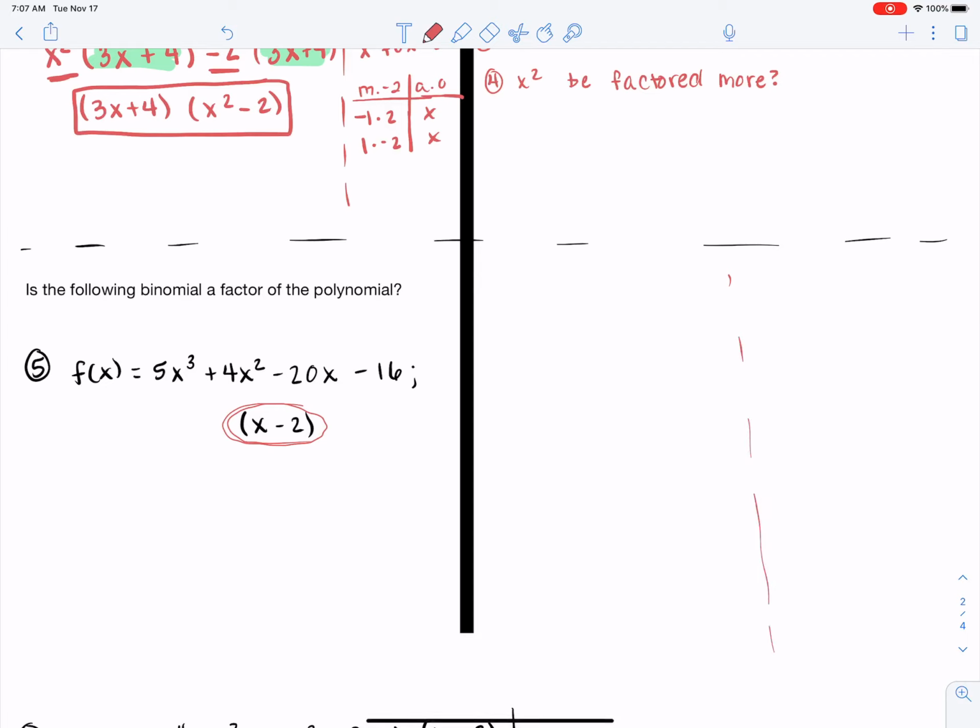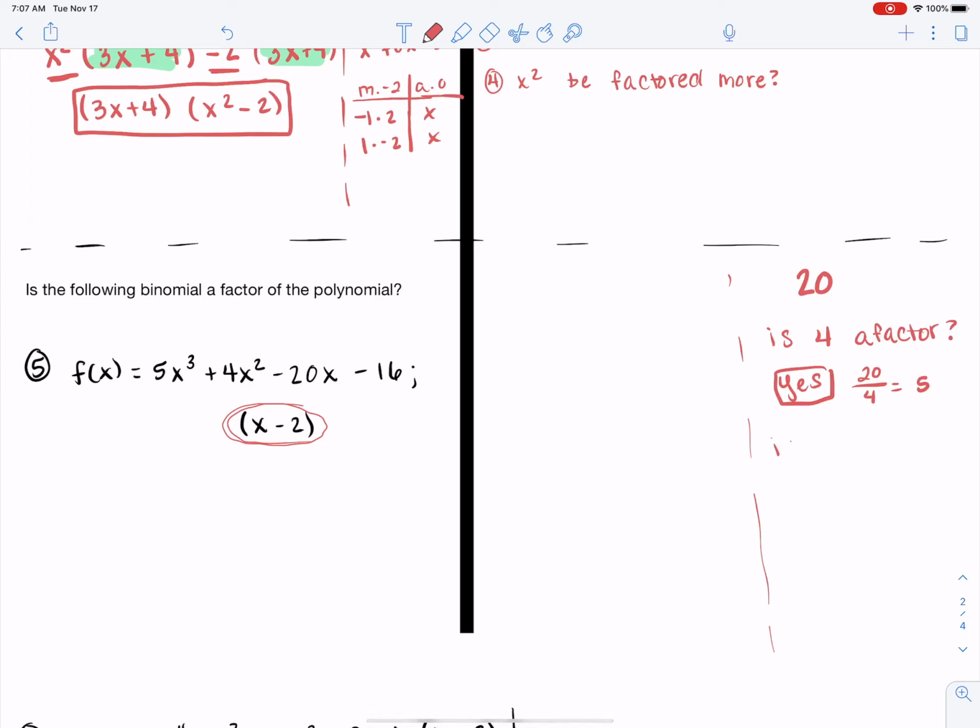If I gave you the number 20, and I asked you, is 4 a factor? Is 4 a factor of 20? You would say yes, because 4 times 5 is 20. But the other way to think about that is that 20 divided by 4 is 5, a whole number.